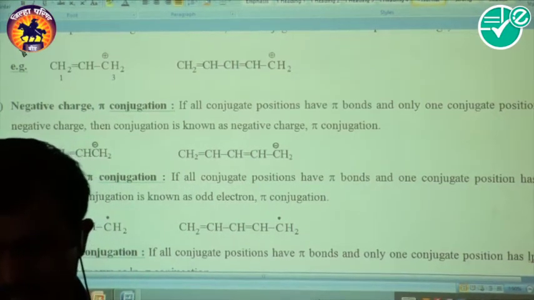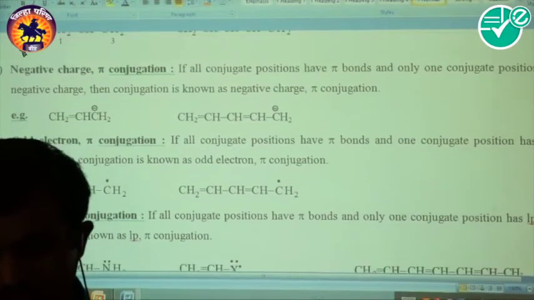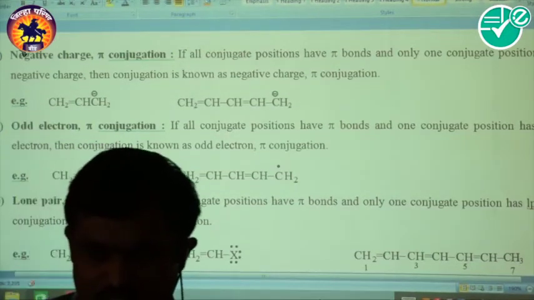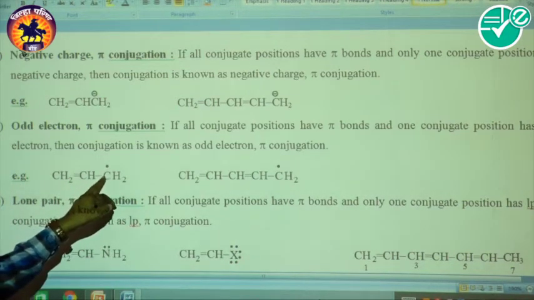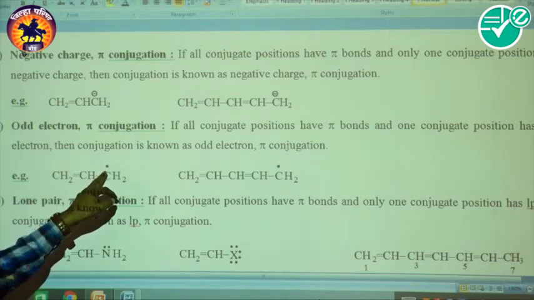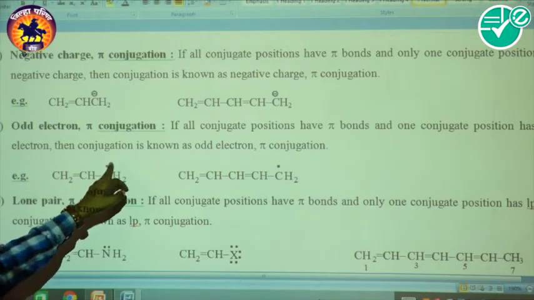Then delocalization is possible. Another one is the odd electron and pi conjugation. Look at here: the pi bond, single bond, double bond, single bond and the electron.